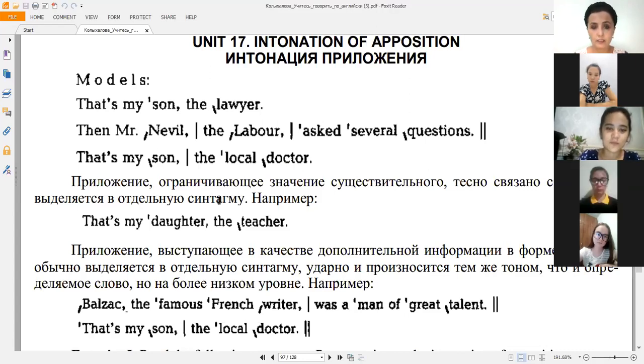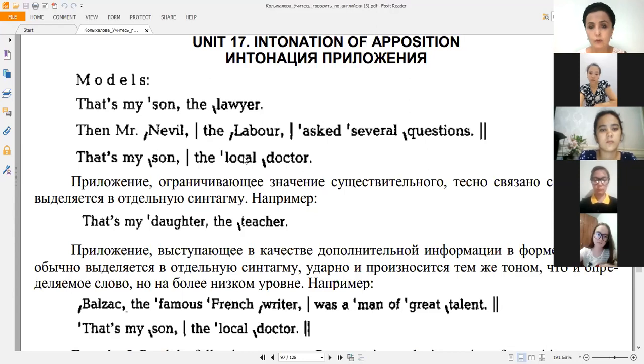That's my son, the doctor. Here, for example, that's my son, the doctor, there is no additional information about the noun. But in this one, that's my son, the local doctor, we are identifying this noun, son, yeah? Doctor is information about this noun, but here, in addition to the doctor, we are giving one more additional information about this noun, yeah?